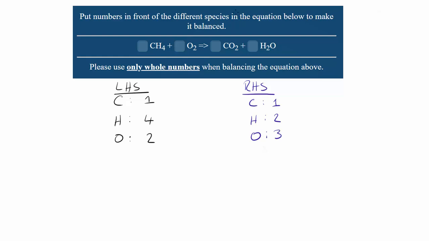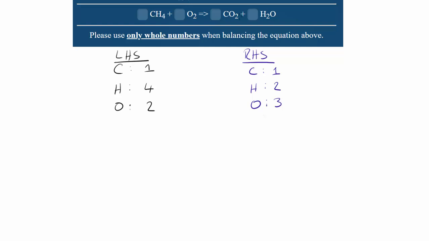What I'm going to do is approach this initially by trying to balance the hydrogens, and I'm going to do that by putting a 2 in front of the H2O we have here. If I write out what the equation would look like after I've taken that step, that would be CH4 plus O2 produces CO2 plus 2 H2O.